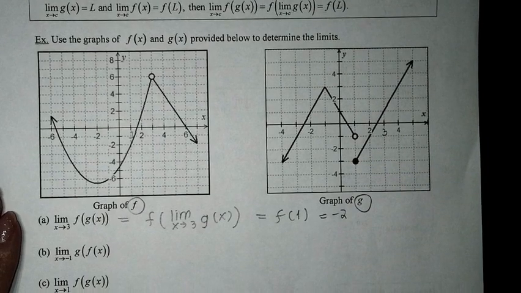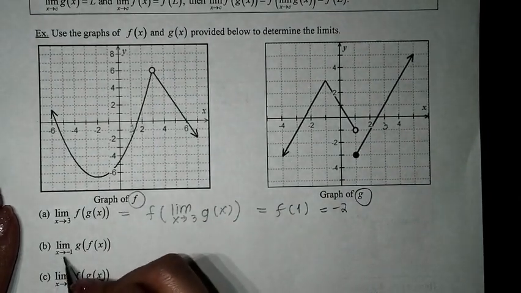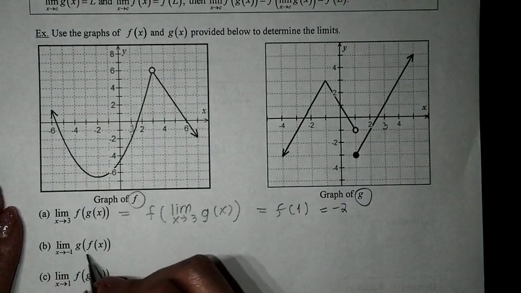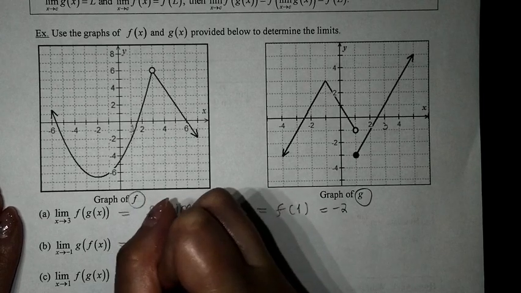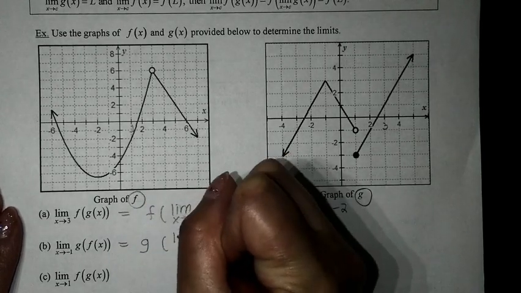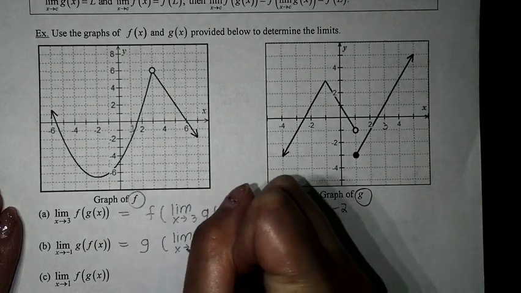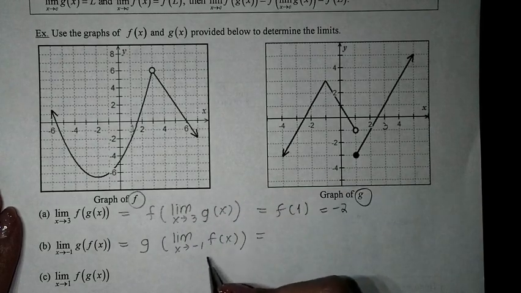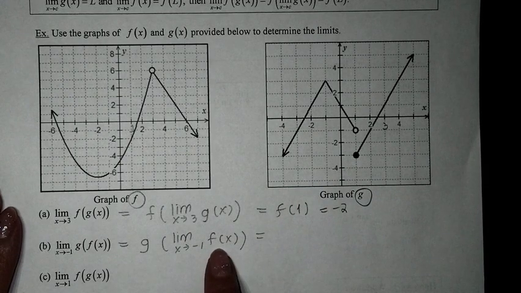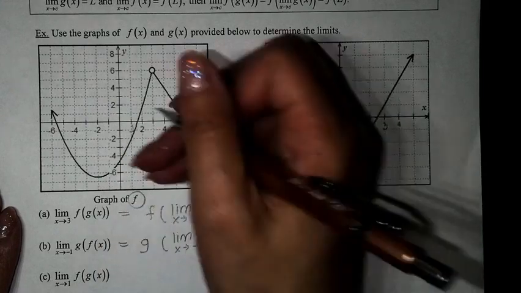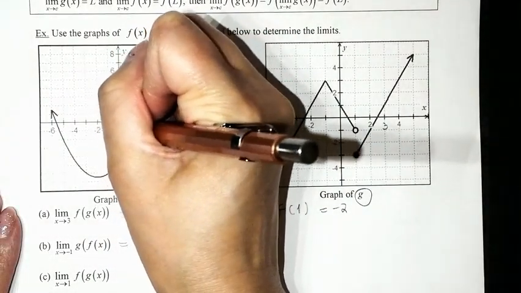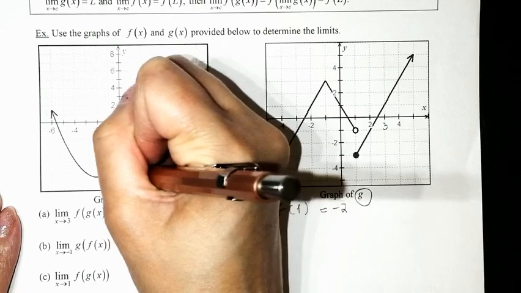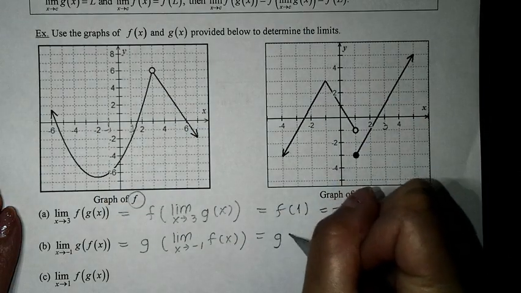So the next one that we have over here is the limit when x approaches negative 1 of g of f of x. So what you're going to do here is g, and you're going to find the limit when x approaches negative 1 of f of x. So we are going to start with the function f, because it was the inner function, and then you find where's -1, which is here, and you can see that it's here at -6. So you have g of -6.